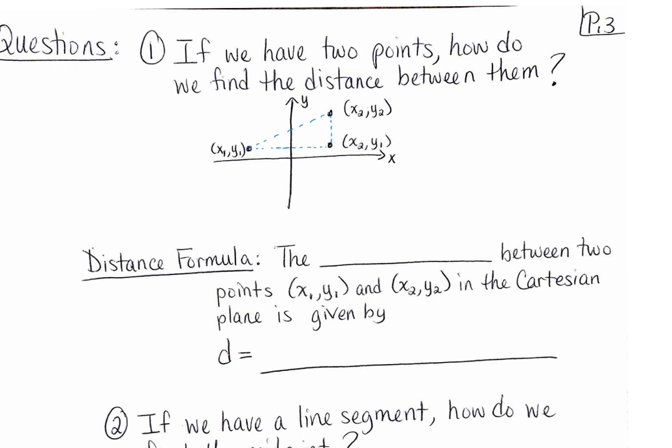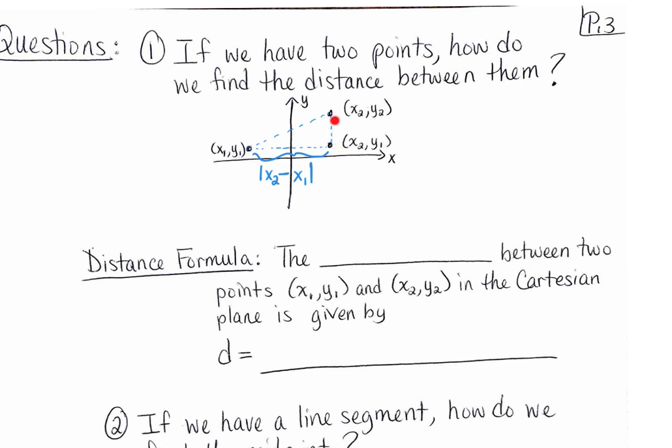So the distance from here to here, I'm labeling, that is the absolute value of x2 minus x1. So that's the distance between the x's. The vertical here is the distance between our what?